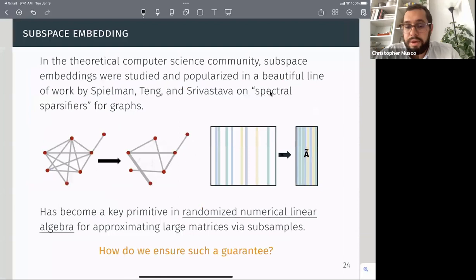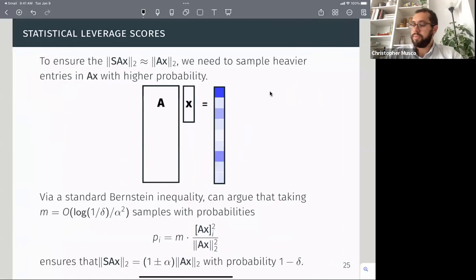Okay, so how do we ensure such a guarantee via sampling? Here's how I like to think of it, and it gives an understanding of these leverage scores. Let's just consider how we would ensure such a guarantee for a single choice of vector x. So I want SAX to approximately equal AX. AX is just a vector, right? But its entries could be large or they could be small. If I knew what X was, how would I ensure that SAX approximately equals AX?